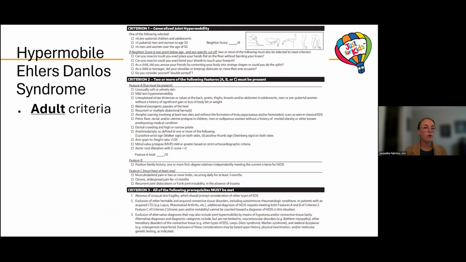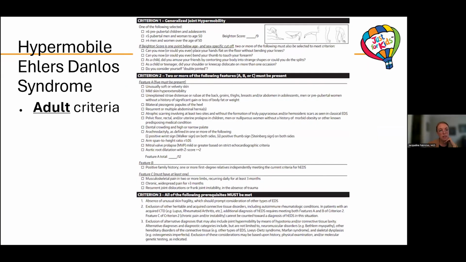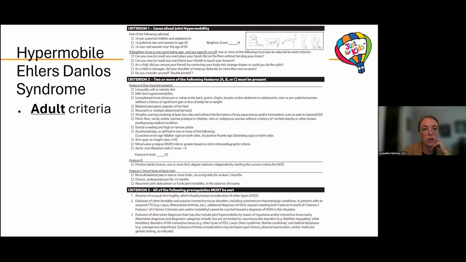Along with hypermobility, of course, comes this question about hypermobile Ehlers-Danlos syndrome. I'm going to touch on this criteria really briefly, but I want to point out that this is adult criteria that was developed for adults. I'm going to talk a little bit about what we do with children with hypermobility in a second. But in order to be diagnosed with hypermobile Ehlers-Danlos syndrome in adults, you have to have generalized joint hypermobility.